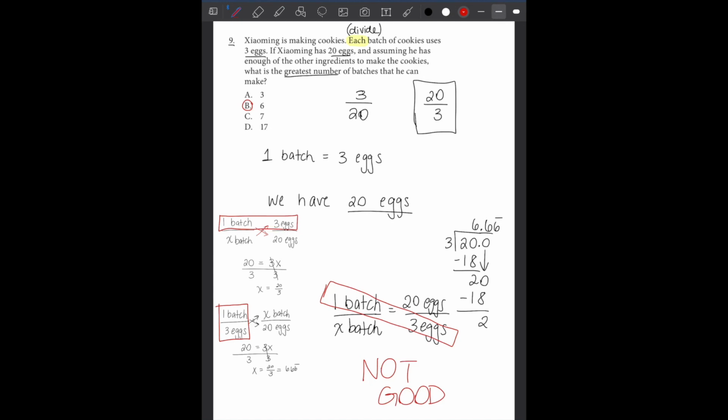So that was a little bit more into detail than this problem wanted. This problem was a simple division problem, and if you realized that from the first step, you could have done this and moved on. But I'm explaining this problem just for anyone who needs it. It could have been done this way, or that way from the beginning. All in all, our answer for number 9 is B. 6 is the greatest amount of batches of cookies that he can make.